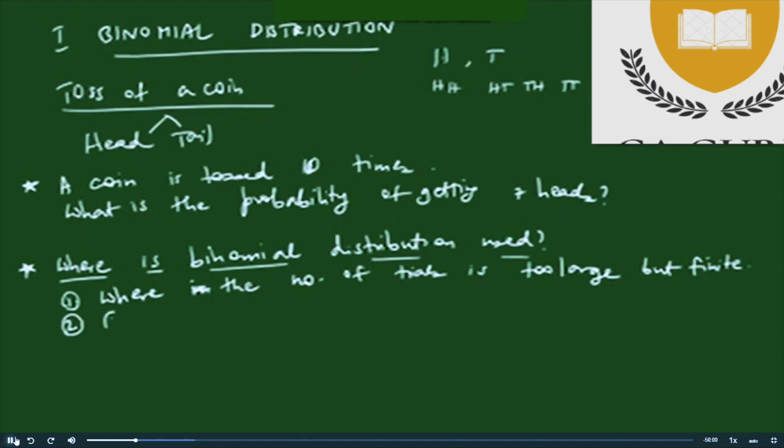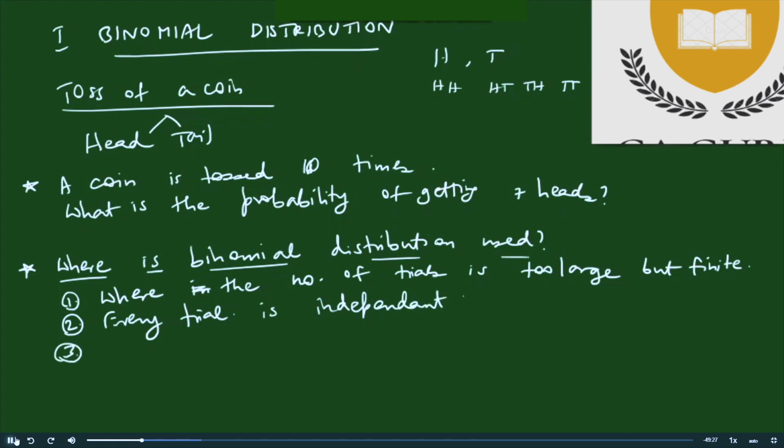The second condition is, when I toss a coin once, I get a head or tail. The second time I toss it, again I get a head or tail. Tossing it the first time and tossing it the second time are independent events. There is no link between the two. Whether you get a head the first time or a tail, the second time also you get a head or tail only. It's not going to be influenced by the first throw. So every trial is independent. This is the second important condition to apply binomial distribution. So the first is the number of trials is too large but finite, and the second is every trial is independent.